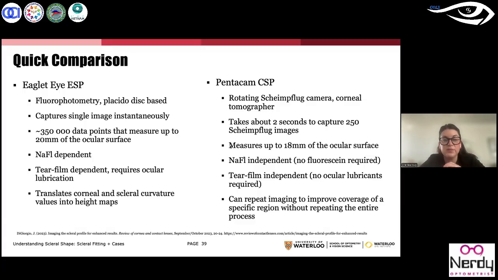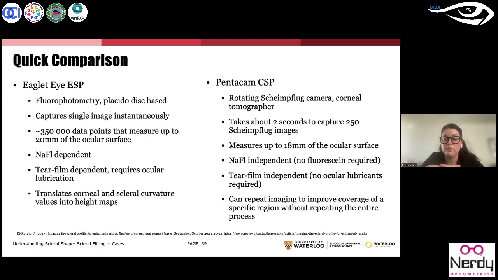Versus the Pentacam CSP, which is the Scheimpflug imaging and rotates. It takes a little bit longer for the machine to rotate and capture about 250 images, and it measures up to 18 millimeters. An advantage here is that no fluorescein is required and it's tear film independent. The other advantage is you can repeat the imaging on the CSP and improve coverage of a specific region without repeating the entire process. They do stitch together the images though, so sometimes I wonder a little bit about the accuracy of that.